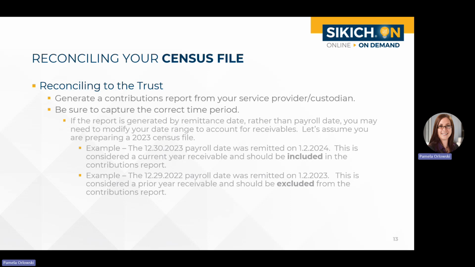And again, reconciling both your census and to your trust are important because it's ensuring that that census file is complete and that you didn't miss any remittances during the year. If you look at all of your payroll data and your payroll data is higher than what you're seeing in the trust, you could have missed a remittance. So you'll want to look into that, resolve it, correct it as needed prior to submitting that census file for compliance testing.